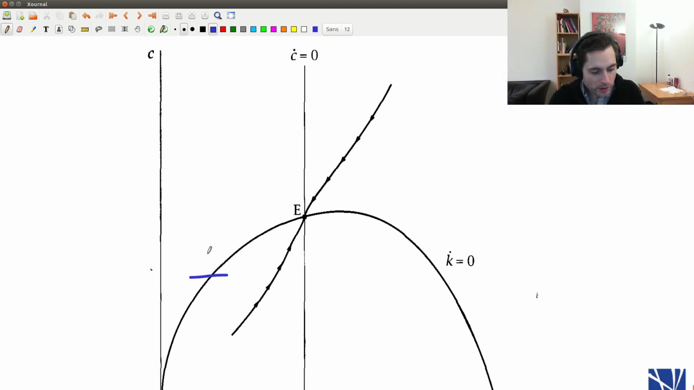So we can actually draw the saddle path, which says that given any amount of capital that you're endowed with, you're going to choose the level of consumption that puts you right on the saddle path that's going to lead you into equilibrium.